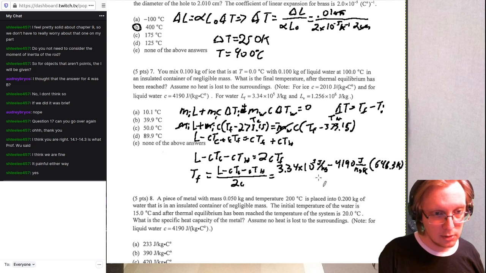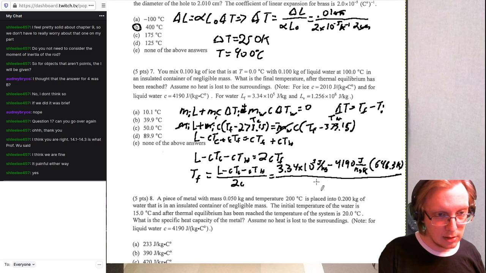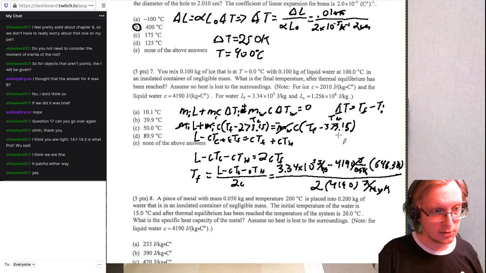Kelvin, all divided by 2, 4190 joules per kilogram Kelvin. Kelvin cancels Kelvin. Joules per kilogram cancel each other. We have an inverse Kelvin on the bottom, so Kelvin comes up on top.